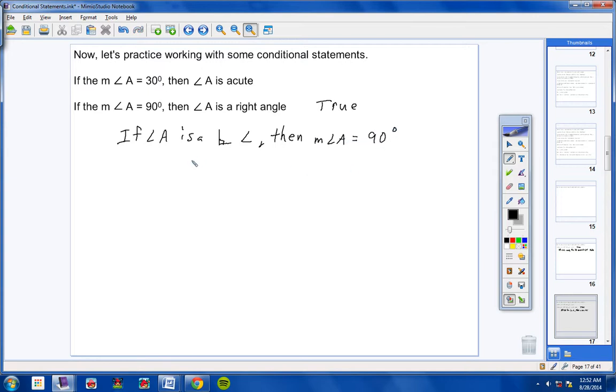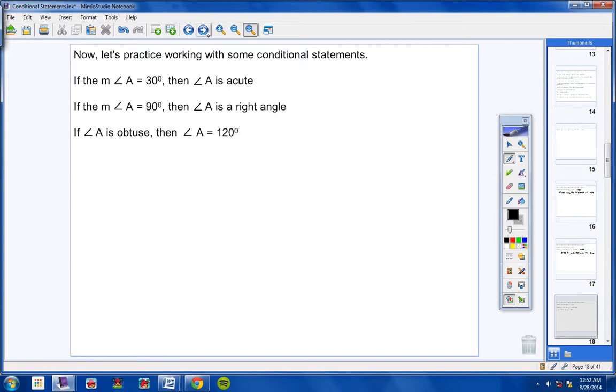Okay, here we go. I swapped the two places, the P and the Q. If angle A is a right angle, just symbolism here, right angle, then the measure of angle A equals 90. Well, if you have a right angle, it will measure 90. That is also true. So here's an example of a statement in which the original if-then statement was true, and then the converse was also true. So that will happen sometimes. Okay? All right, let's continue on.